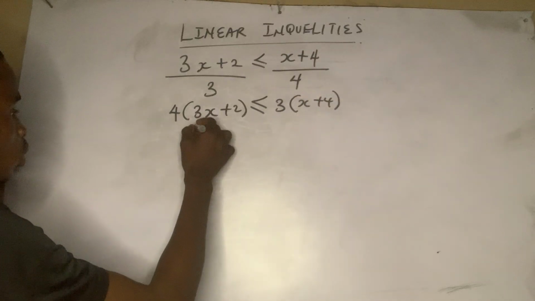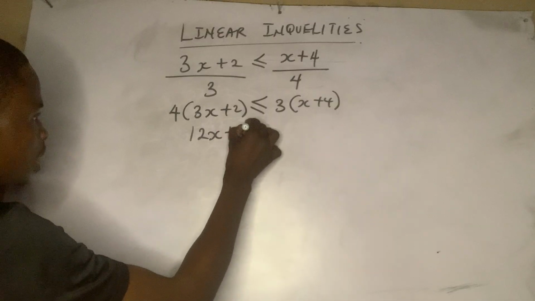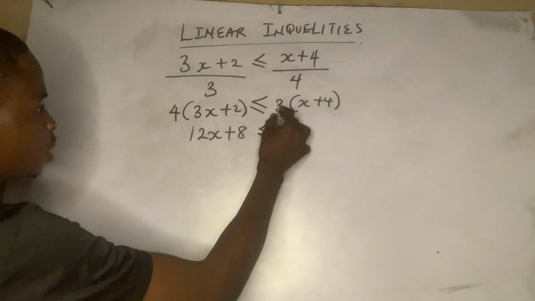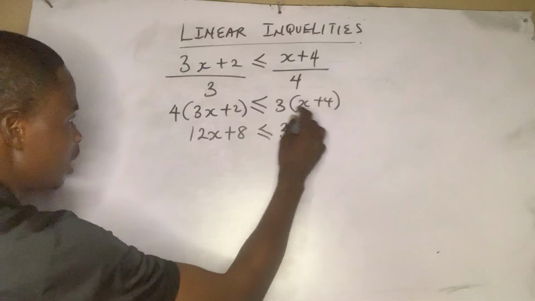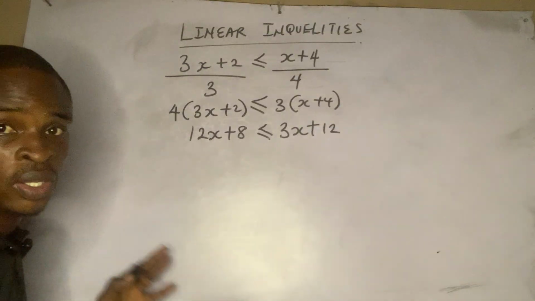4 times 3x is what? 12x. 4 times plus 2 is what? Plus 8. Less than or equal to 3 times x is 3x. Then 3 times plus 4 is what? Plus 12. Please, you can look at it very well so that you can understand better.